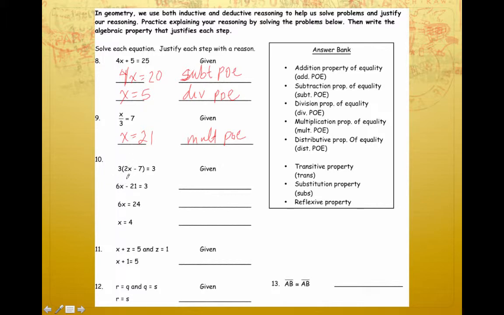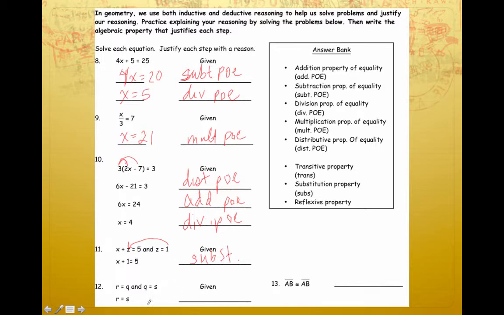This, if you'll recall, is called distributing. 3 times 2x minus 7. So you multiply the 3 times both of these, and that's distributing. So this is the distributive property of equality. Then we've added the 21. So addition property of equality. And then we divided by 6. So division property of equality. Down here we have x plus z is 5 and z is 1. So we put the 1 in where the z was for the next step, and that's just substitution.